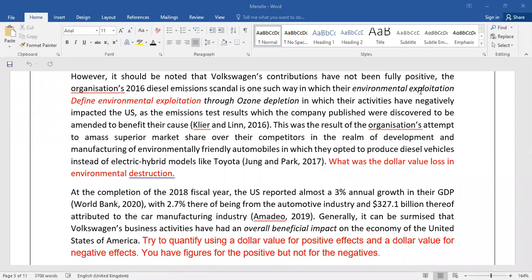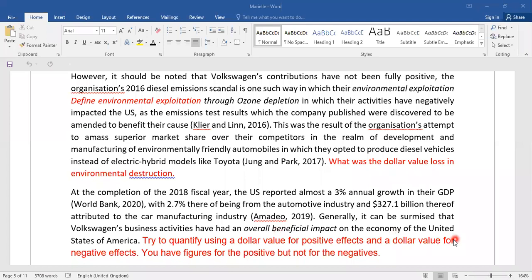So students, before I move on, do you understand what I mean by quantify the dollar value for the positive and the dollar value for the negative, because in the end, it will help you to discuss the net effect, the overall effect being more positive or more negative.